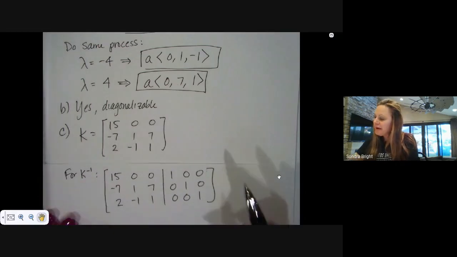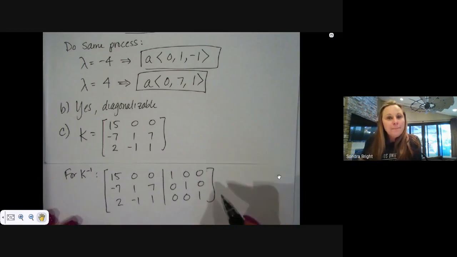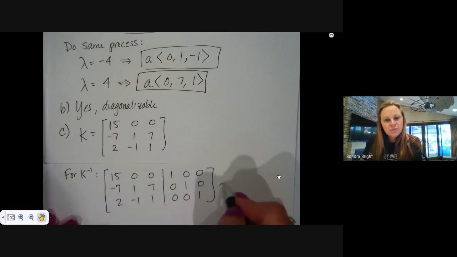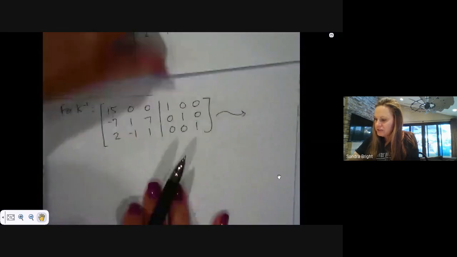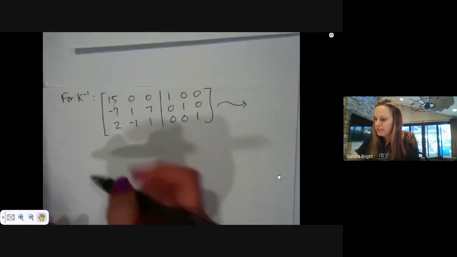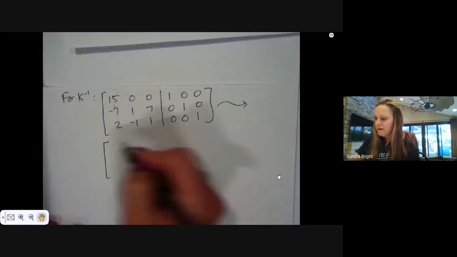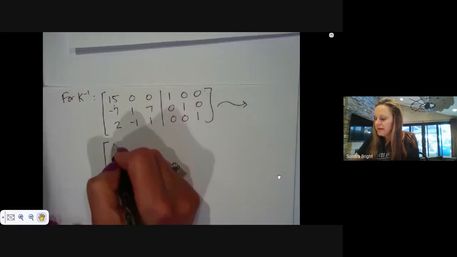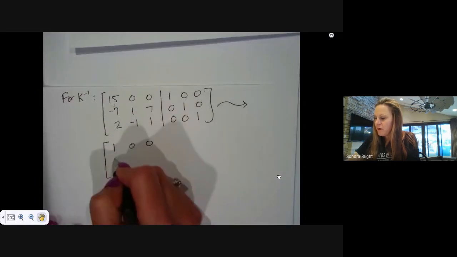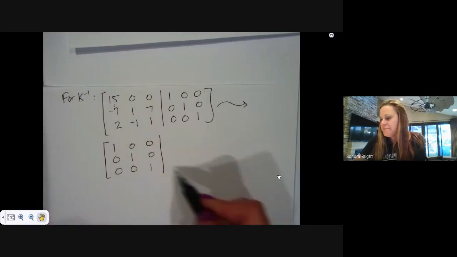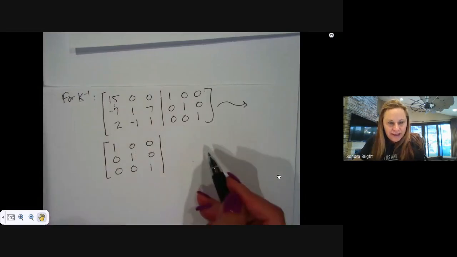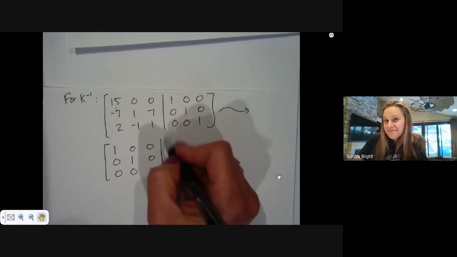So you do row operations, so you could pause the video, right? Do some row operations and you want to end up getting your final answer after all your row operations as a 1, 0, 0, a 0, 1, 0, and a 0, 0, 1 on this side. And then over here is your inverse, right? So pause it, work it out.